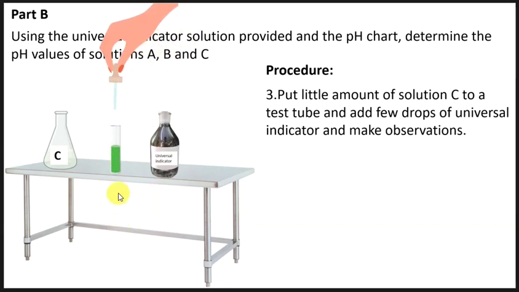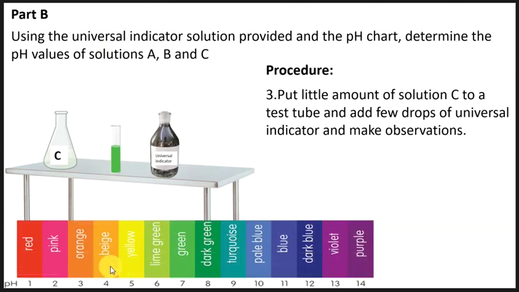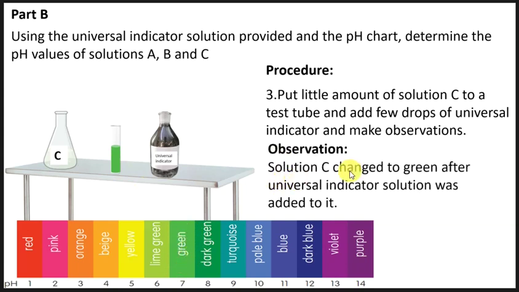What you have seen is also a color change. If you don't know what color this one is, as usual, you get the pH chart and compare. This one is comparable to green. So we'll make our observation as solution C changed to green after universal indicator solution was added to it.